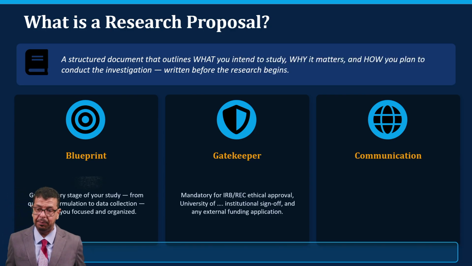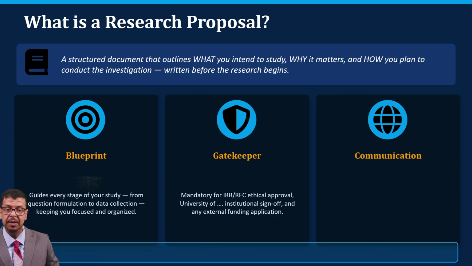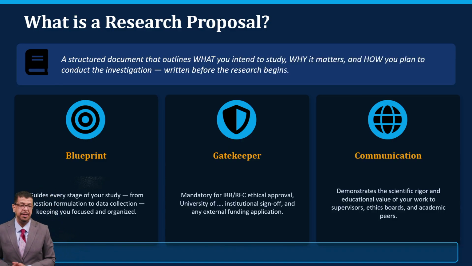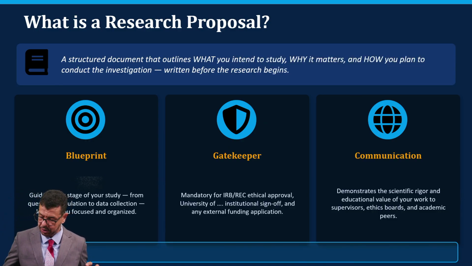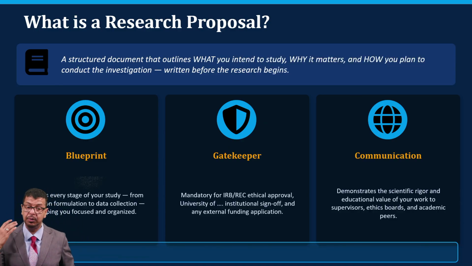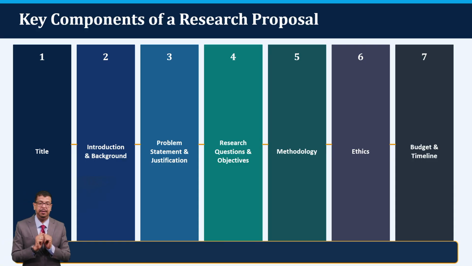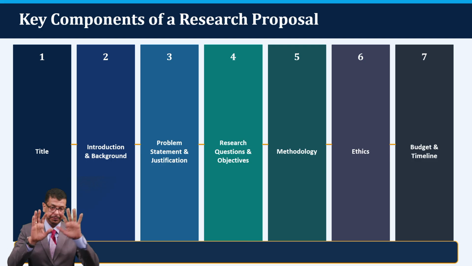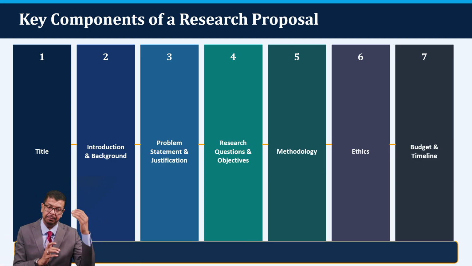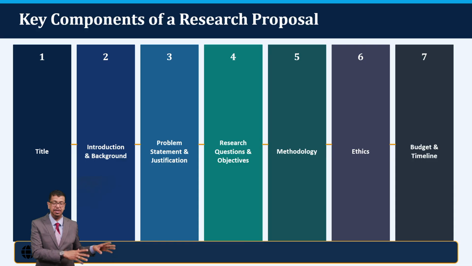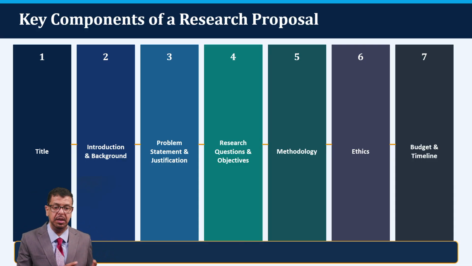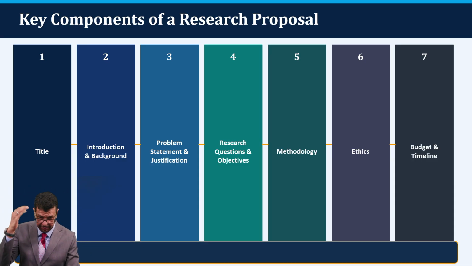The gatekeeper is the ethical approval, whether a board or committee, at the university or at your organization. And you should demonstrate scientific rigor throughout the process, including the value of your research, why you are doing this research and why it is important, and the ethical issues, reassuring the supervisors and your peers. As I said, the research proposal template may differ from one university to another. However, there is agreement on these sections. We'll go through the title, introduction, background, problem statement, justification, question, objective, methodology, ethics, and the other appendices.